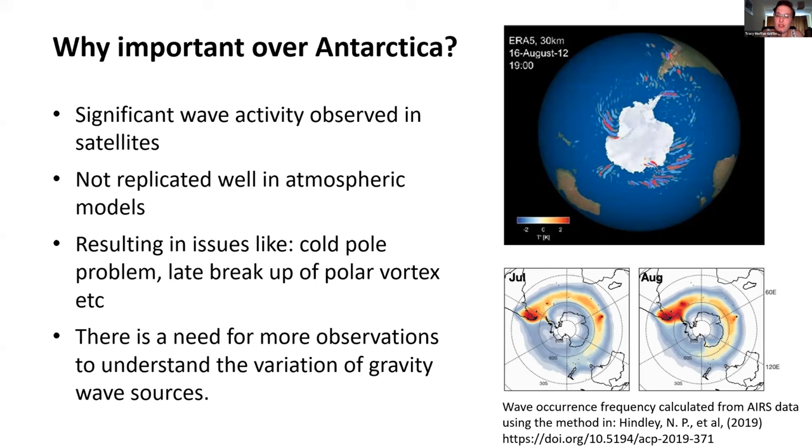We tend to use parameterizations purely because of the small scale. And this results in problems in some of the models, like a cold pole problem, where the temperature is too cold compared to observations in the middle atmosphere. And also we're seeing things like late breakup of the polar vortex when you're running these models through. And all this is linked to this missing momentum in the models, and they need to get the parameterization right. And to improve parameterizations, we need to have more observations.